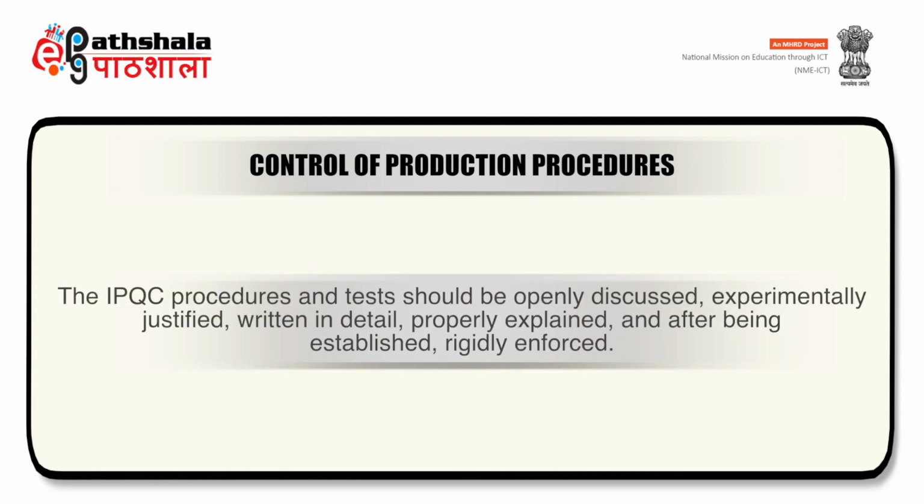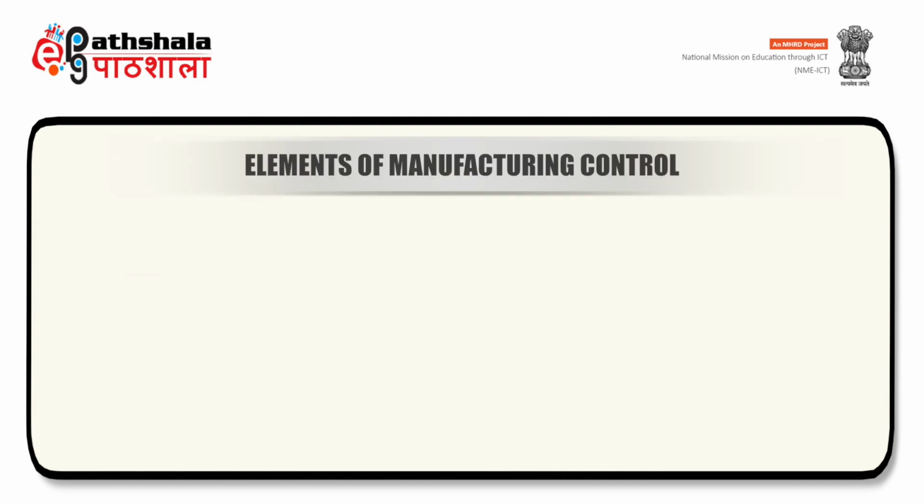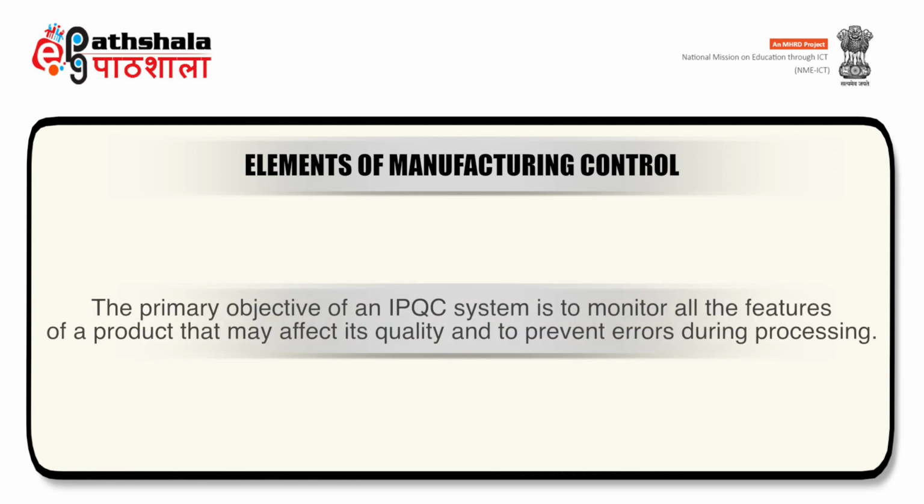The IPQC procedures and tests should be openly discussed, experimentally justified, written in detail, properly explained and after being established, rigidly enforced. Now we will discuss elements of manufacturing control under GMP. The primary objective of an IPQC system is to monitor all the features of a product that may affect its quality and to prevent errors during processing.